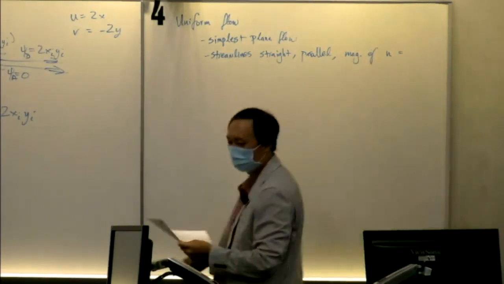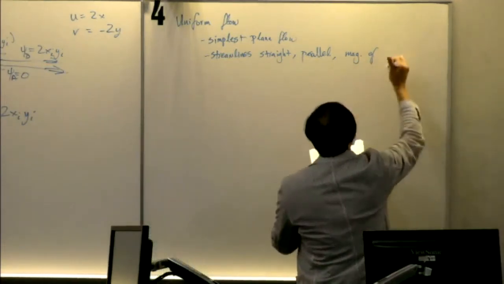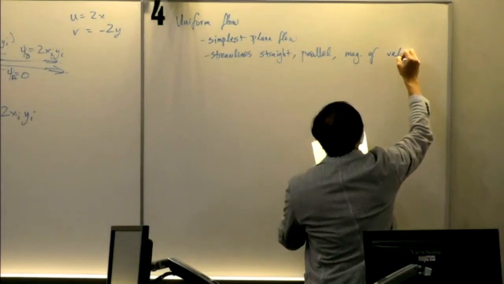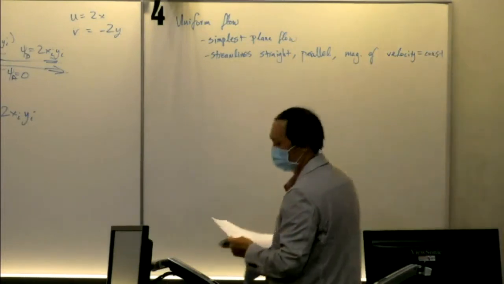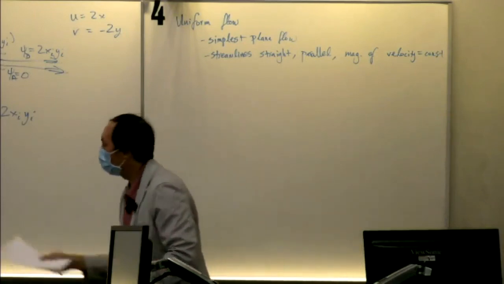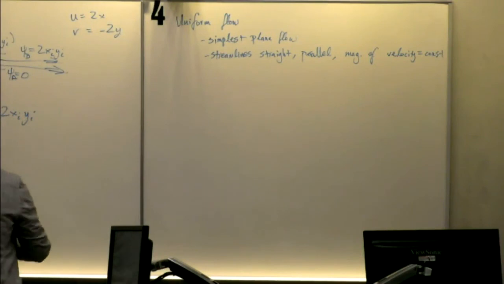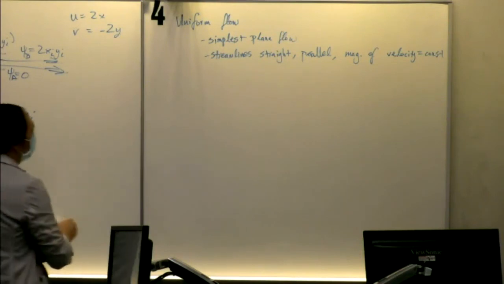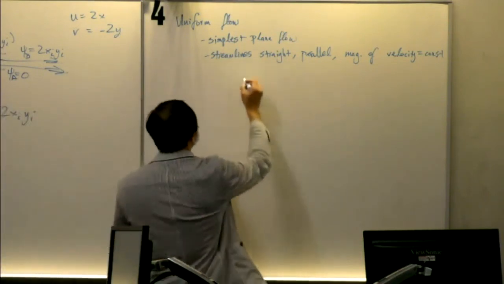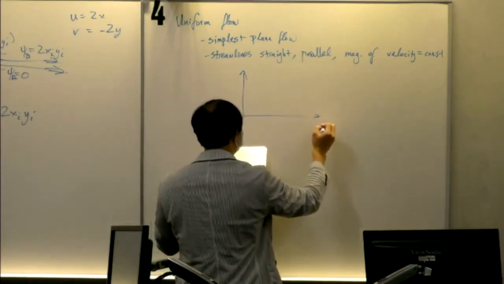The magnitude of the velocity is constant. That's a little bit different than what we had in the previous problem. The magnitude of velocity was not constant. I think as you move to the right, you just got higher and higher velocity. So physically, it's going to look like this. Some of you that really like to think in pictures, this is a good part of the course for you.